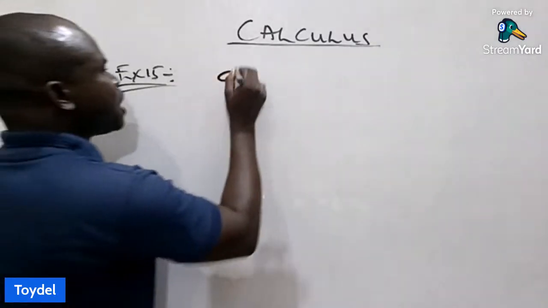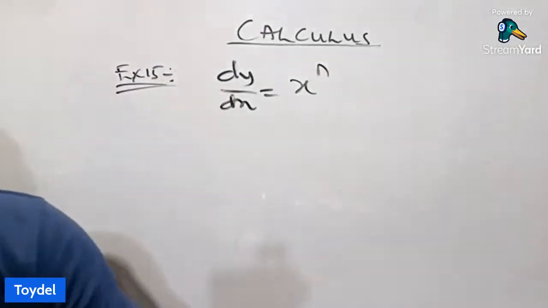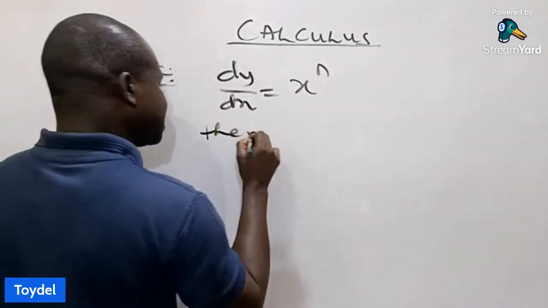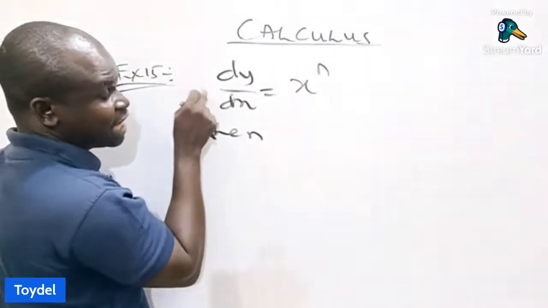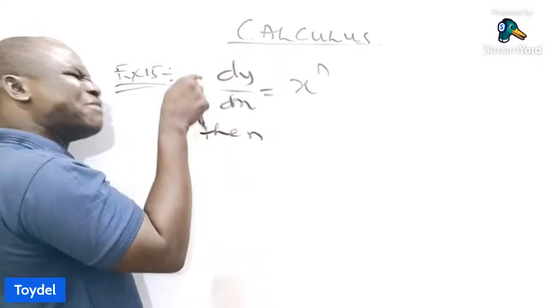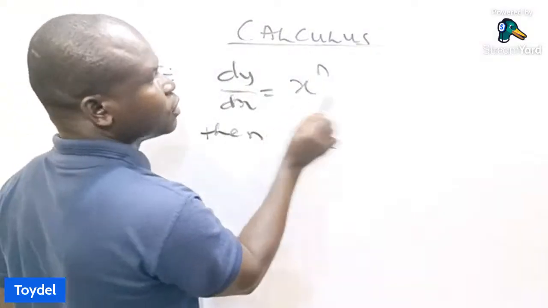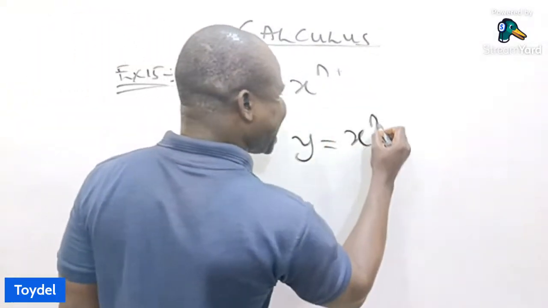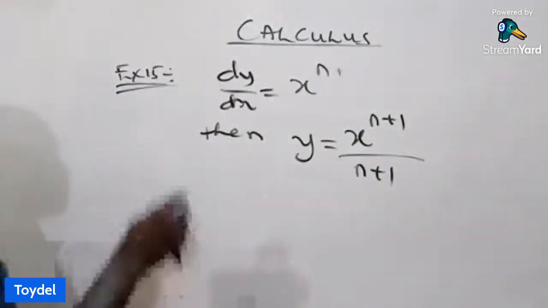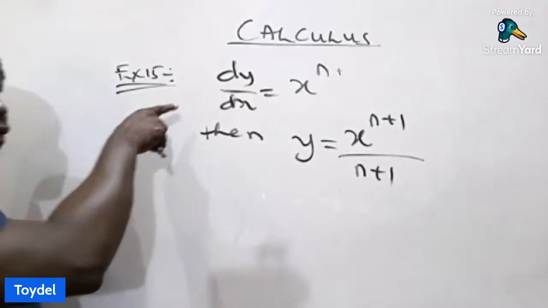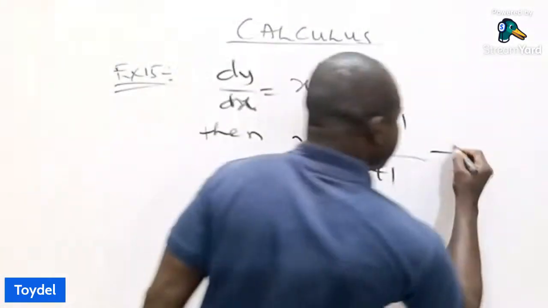So in this case, if we have dy/dx equal to x raised to power n, how do we get y? Under differentiation, you are given the function and you find the derivative. But under integration, you are given the derivative of the function and you have to find the function. Then y will be, this is a polynomial function, you add 1 to the power: x raised to power n plus 1 all over n plus 1. That's what you're going to get, then plus arbitrary constant.